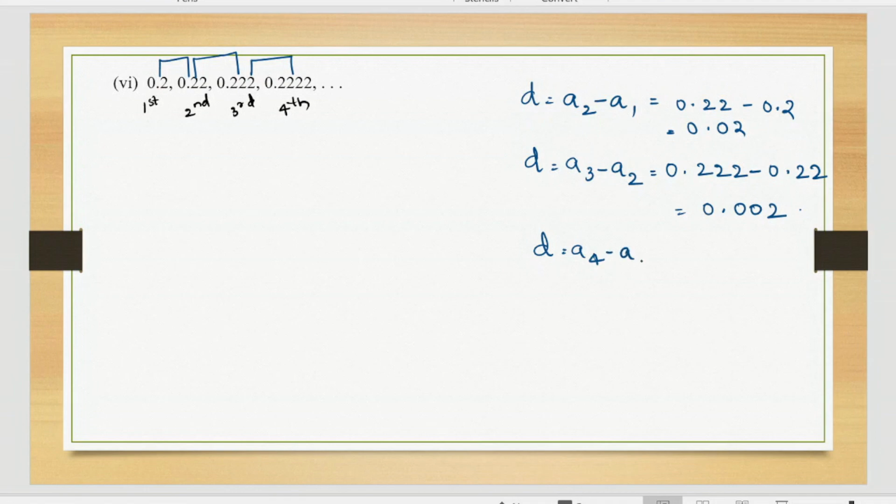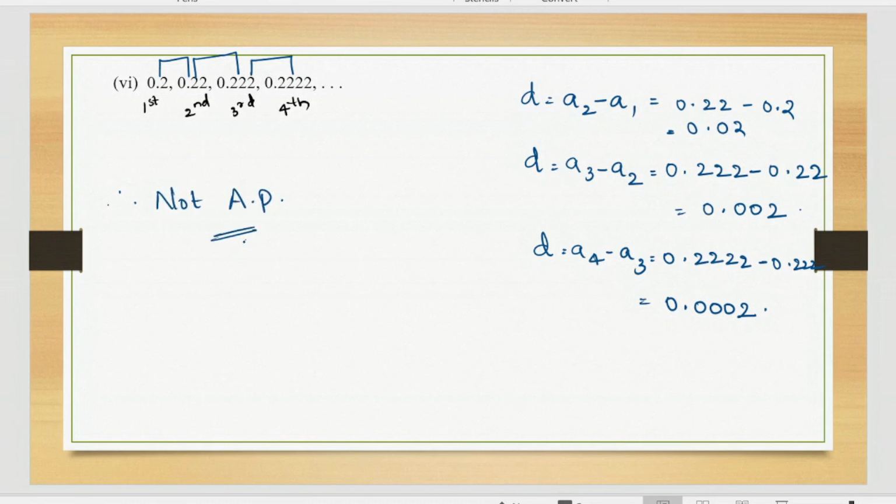Then next one, we will find the common difference for the third and fourth terms. a4 minus a3. a4 is 0.2222 minus a3, which is 0.222. Okay, which is 0.0002. So if we see the common difference for all the terms, it is not the same, right? The common difference varies from term to term. Okay, so we can say therefore it is not an AP.